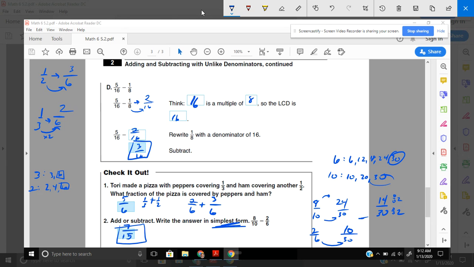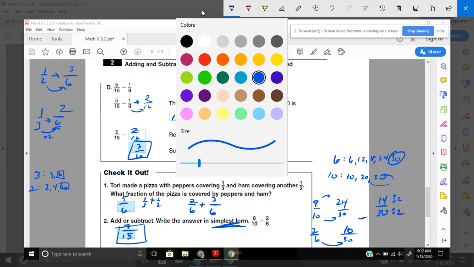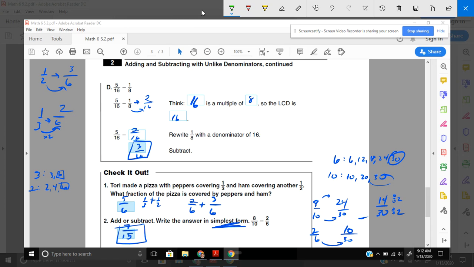All right, that wraps up the second section here for adding and subtracting with unlike denominators. Let me know if you have more questions, and I'll be happy to help. Wouldn't be a bad idea if you're still not too confident with this section. It's a little bit tricky for you.